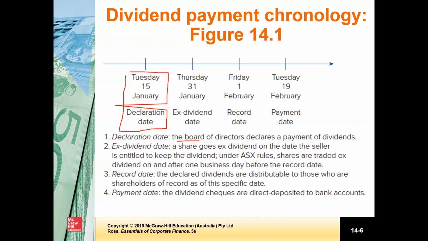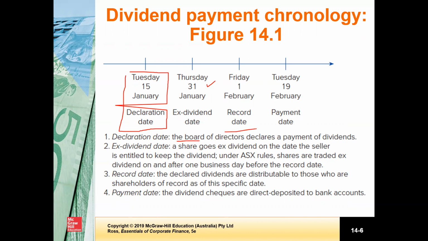Ex-dividend date, on the other hand, for example, here, which is 31st January, is a date on which a share goes ex-dividend. When a share goes ex-dividend, the seller is entitled to keep the dividend. Under ASX rules, shares are traded ex-dividend on and after one business day before the record date. And then February 1 is a record date.